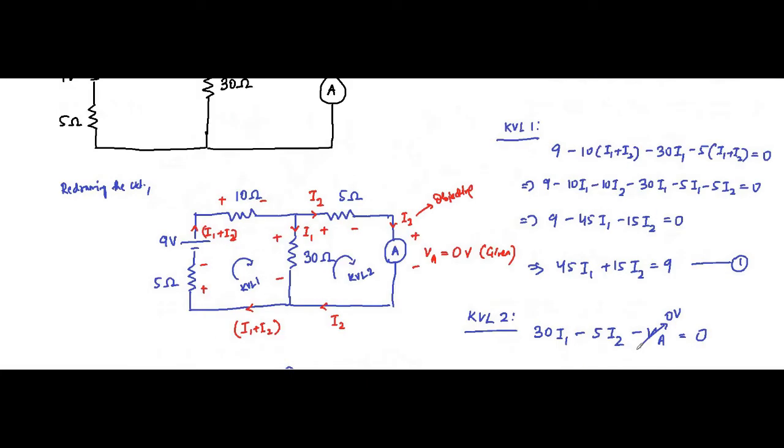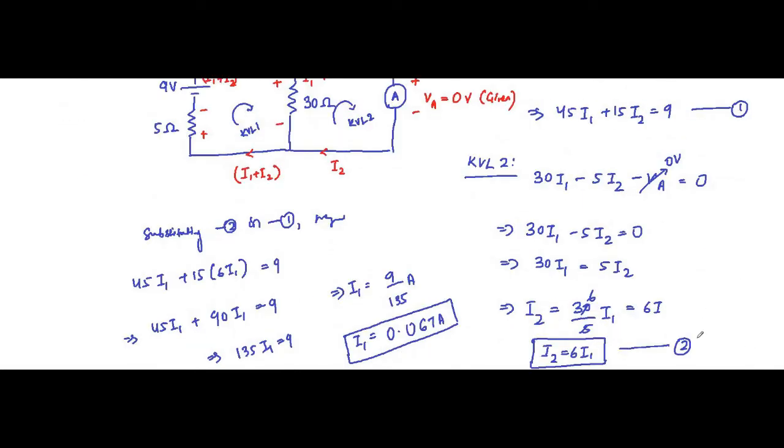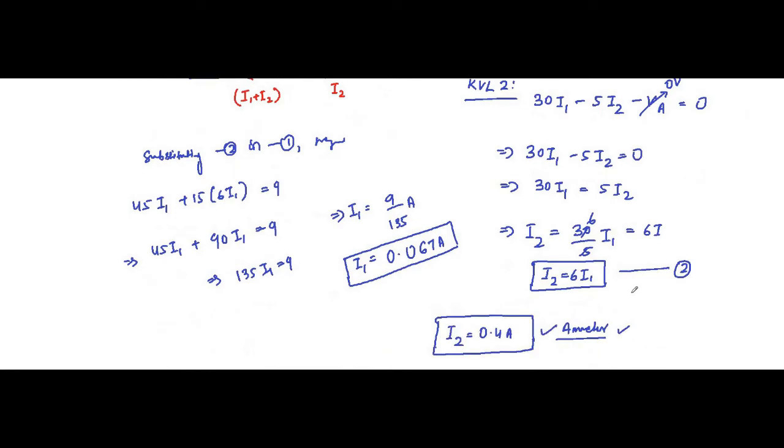So this was again a very simple question, straightforward application of KVL and KCL. First step, assignment of branch currents. Second, assigning the polarities. Then application of KVL. We got two equations. Then we substituted one equation in another and we got the result.